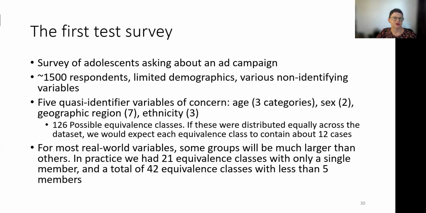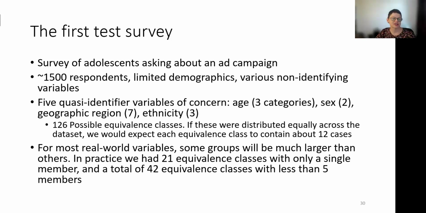So, first test survey. This was a survey of young people asking them about an ad campaign. The ad campaign was to try and persuade them not to try illegal drugs. And it had some questions in there about things like, have you ever used illegal drugs? So this was very sensitive data about young people. The data set that was released had about 1,500 people in it and limited demographics. And then it had various non-identifying variables like, do you remember seeing any of these commercials, as well as, have you ever tried illegal drugs?